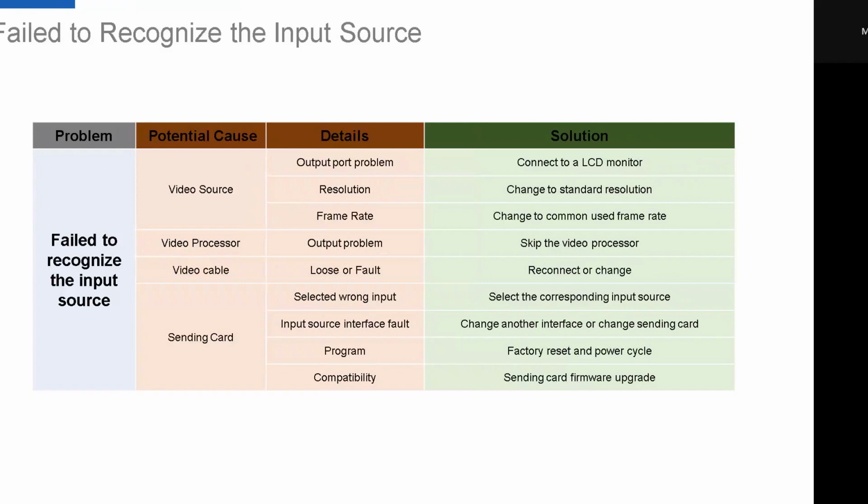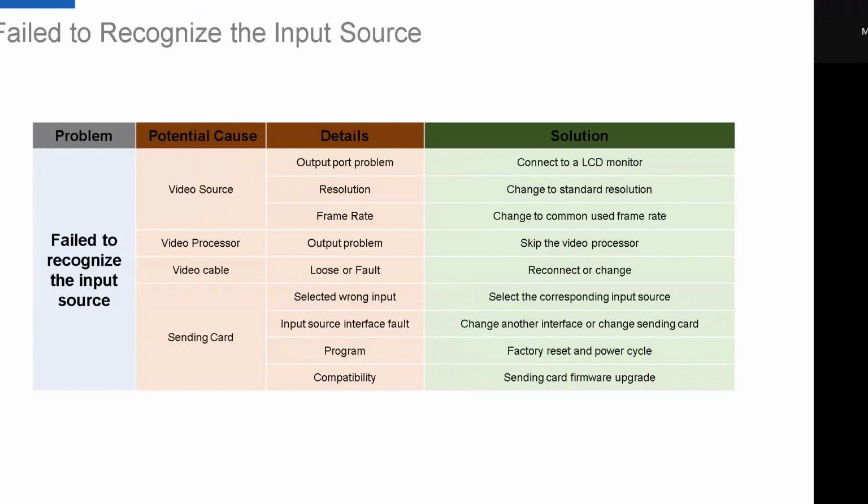If skipping the video processor solves the problem, it means there is some hardware issue with your video processor, so change to a different one. The third one is the video cable. A loose or faulty cable will cause the video source recognition problem. Try to reconnect or change to a different video cable. And the last one is the independent controller itself. We also call it the sending card.